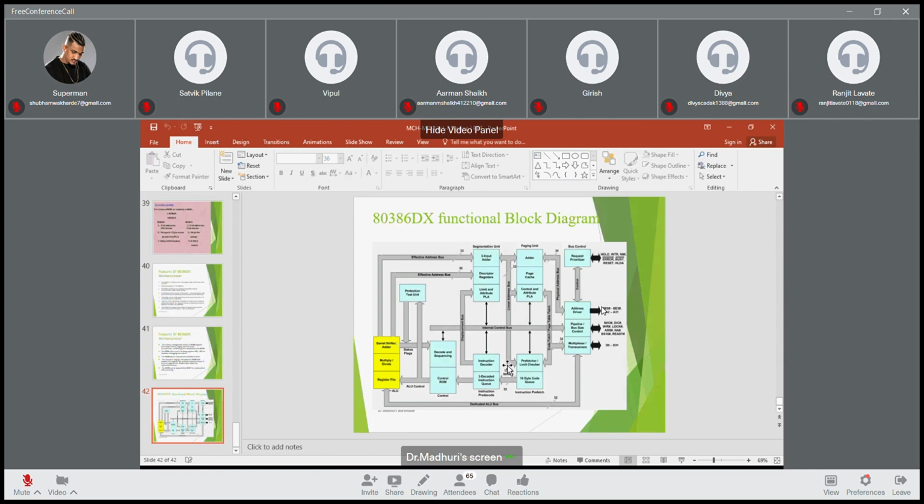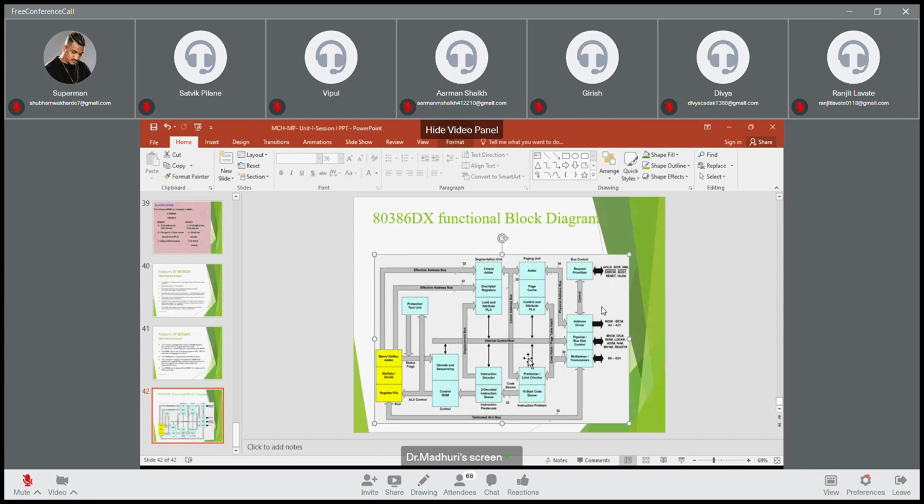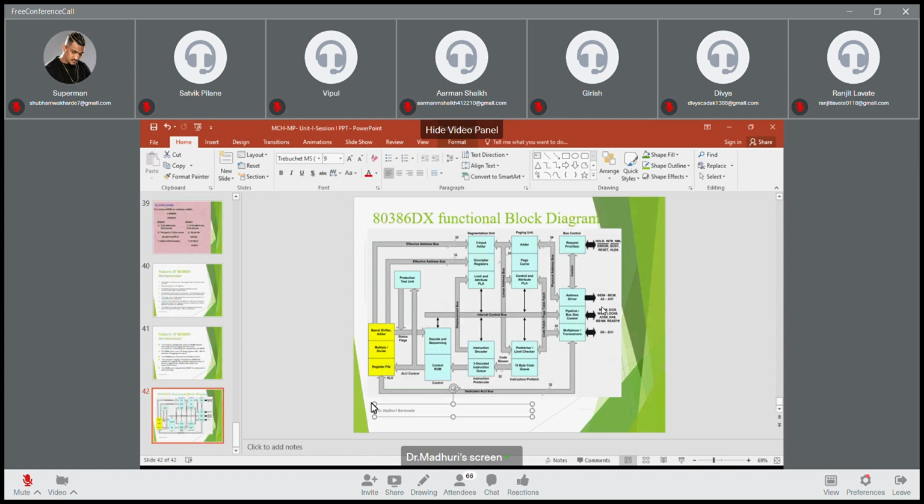This is the architecture of the 386 microprocessor. Now this architecture is divided into basically 3 units. First is the CPU. I think I have already explained it in the last lecture. So this is the CPU part. That means in the CPU you have an arithmetic logic unit, an instruction prefetch unit and an instruction decode unit.